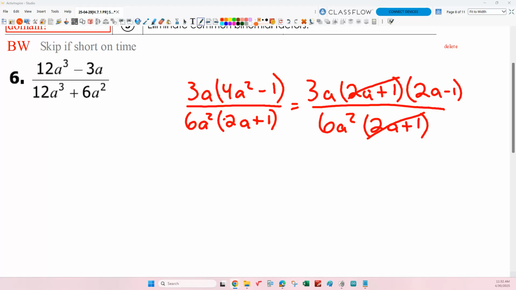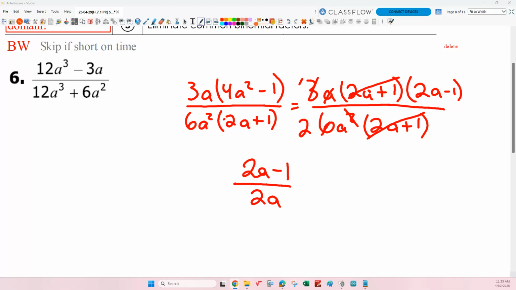Can we cancel out anything else? Yeah, how could we simplify this? Yep, 1 over 2a, because this becomes a 1. This becomes a 2. Cancels that with the squared. So then we're left with 2a minus 1 all over 2a. So that's the simplest form we can get it in. So at that point, we'd be done.